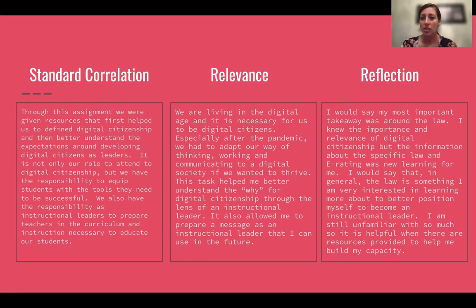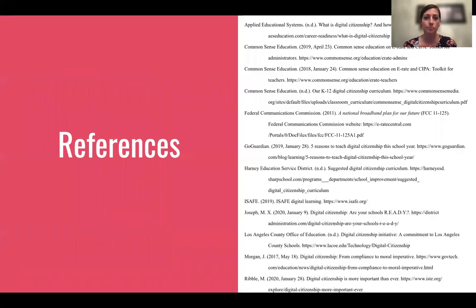And then in my reflection, for me, the biggest takeaway was about the law. That's something that I just want to learn more about. I'm trying to navigate that and better build my capacity in what the law says and doesn't say. And so that way I can use that as a third point of reference when I get into a leadership role.